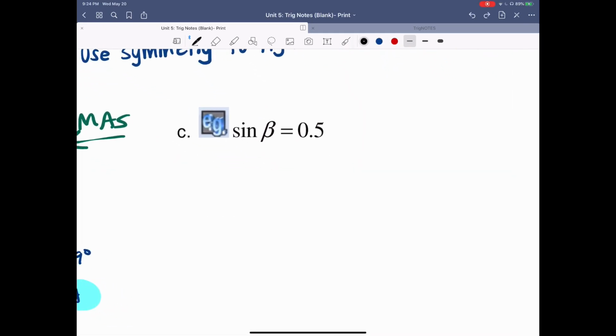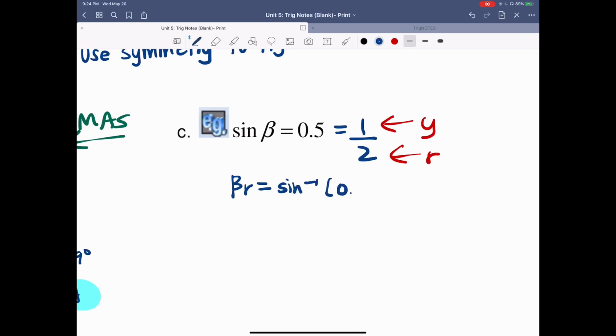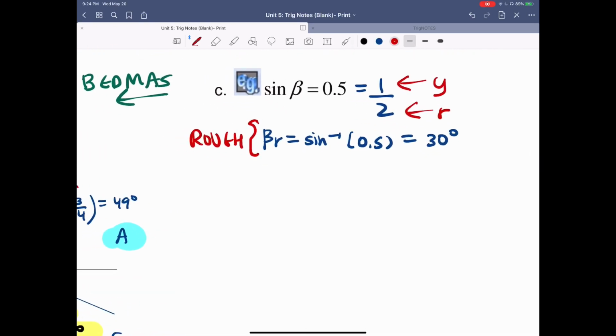So for question C, I have sine beta is equal to 0.5, and 0.5 can be rewritten as 1/2. So that means that is my y, that is my r. There's a couple of ways to do this, and if we do the related acute angle way, this is my rough work. Beta, the related acute angle, is going to be sine inverse of 0.5, which is equal to 30 degrees on my calculator, and that is an exact amount, so that's why I'm not putting the little dot. This is my rough work. This is only my related acute angle and not my actual, and so that's why I have beta R.